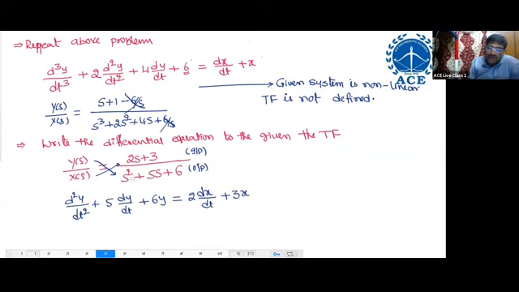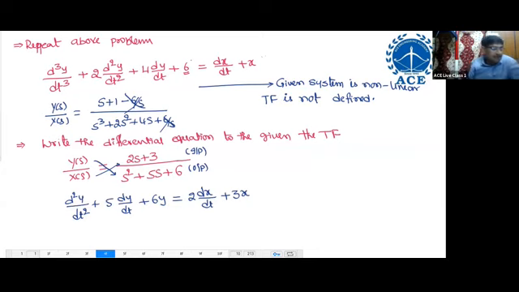So this is output. Now output means y: d square y by dt square plus 5 dy by dt plus 6y equal to 2 dx by dt plus 3x. Okay. Next topic. So this is a simple topic, but sometimes they used to ask for 1 mark.